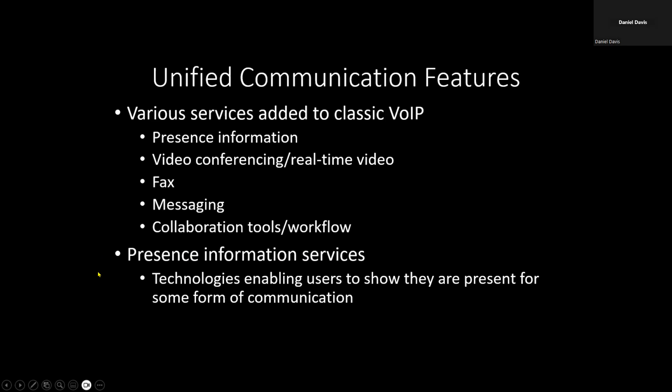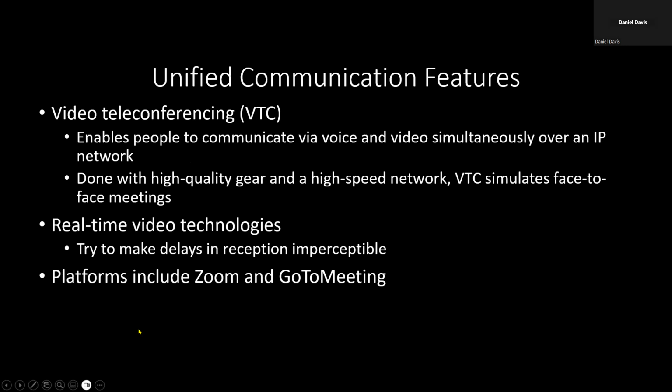If you've used any kind of social media or online communication platforms, something like Zoom, Discord, or Facebook, there is usually something that indicates that a person is online and available for communication. That is essentially what presence information is. It just shows that someone is online and available for communication. The other one requires a little more explanation.